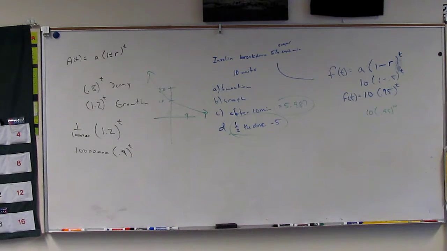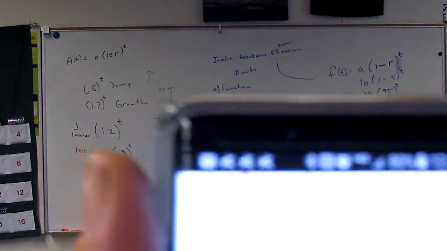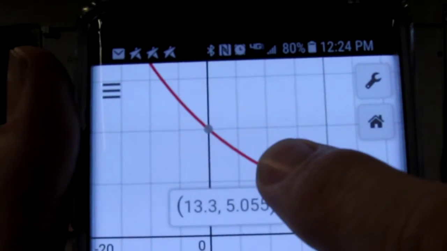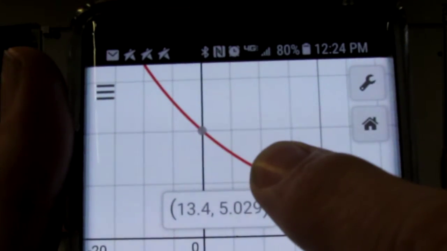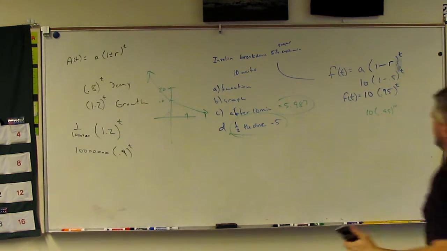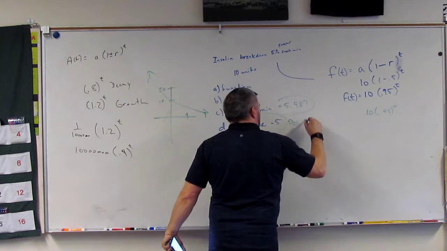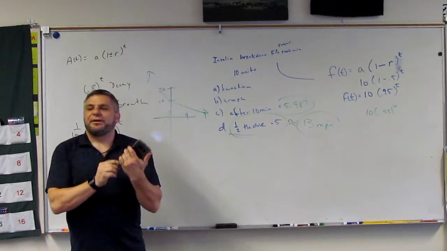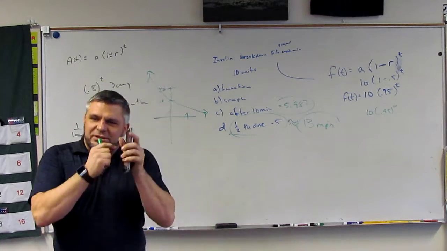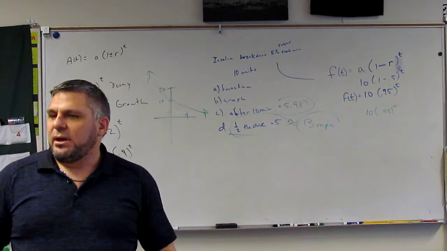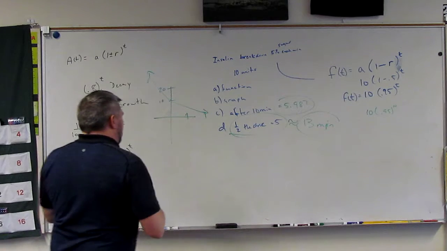All right, when will I have 5? I will have 5 at, looks like, 13.5. Something like that. So it looks like around 13 minutes. And again, we need an easier way than just looking at the graph and trying to figure it out. And that's what logarithms are going to do for us.